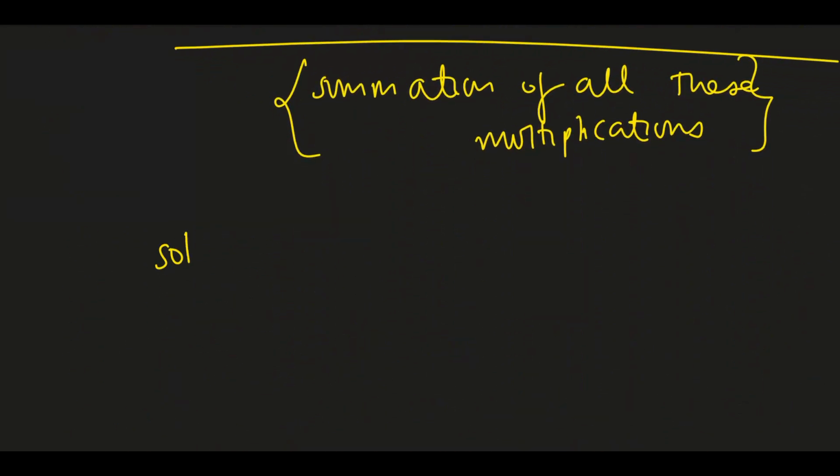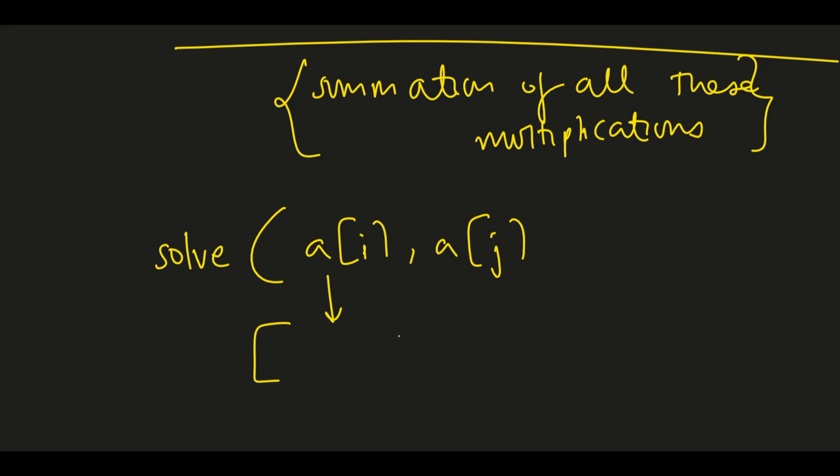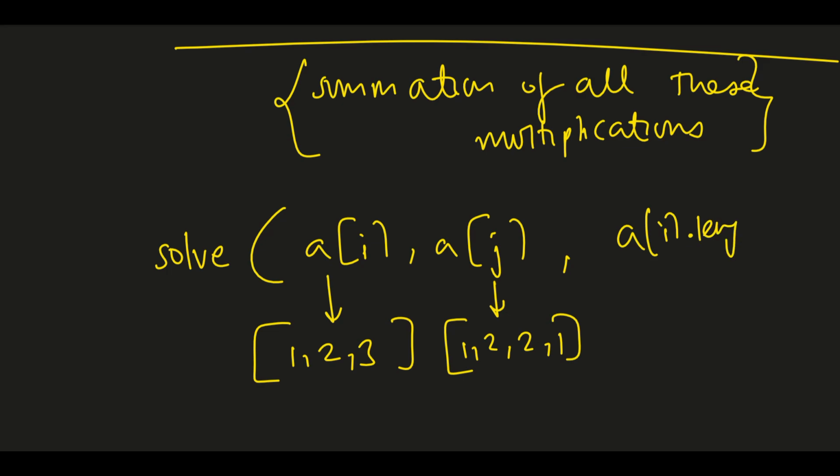So I will make a solve function. I will pass a of i in it, and I will pass a of j in it. What is a of i? A of i is an array. Let's say this is the array a of i. A of j is also an array, so 1, 2, 2, 1. This is the second array. I will pass the size of a of i, so a of i dot length or size, whichever you use in the language you are using. I'm also passing the size of the other one, so a of j dot length.